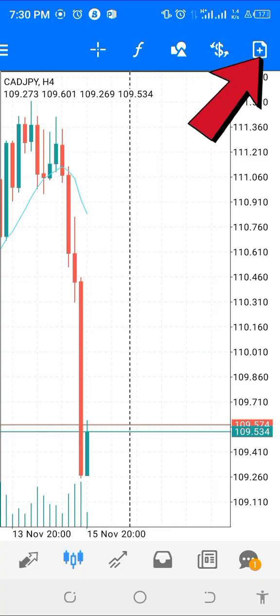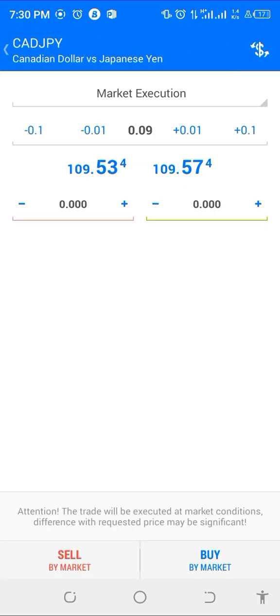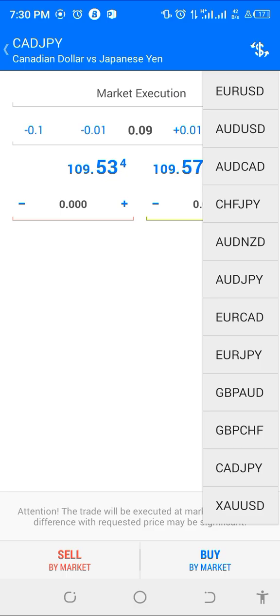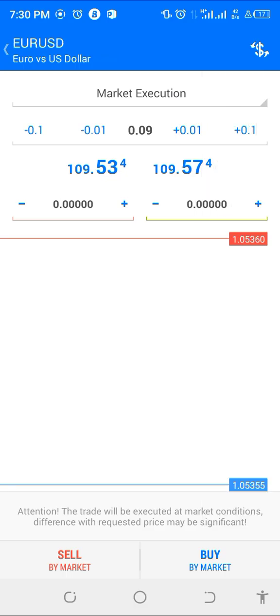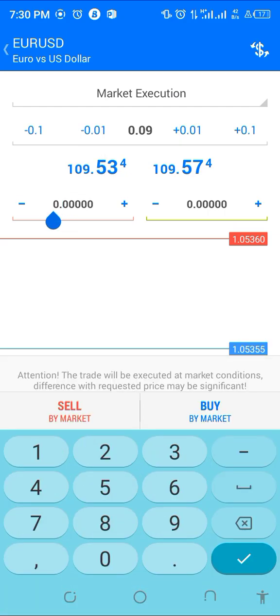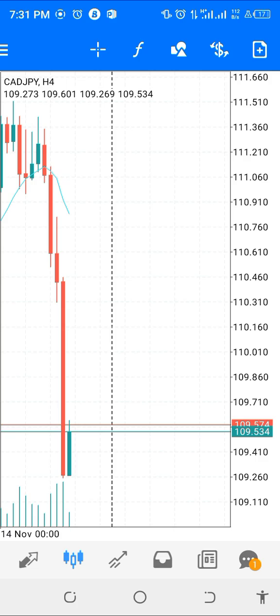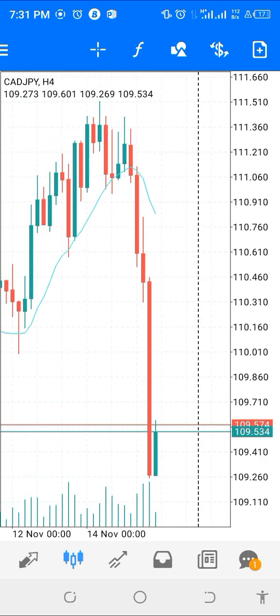Then this plus tool is to add a trade. When I click on it, I'm given the option to sell or to buy. So this one is CAD. From the platform, I can still change it to USD. So I can sell, I can buy. A particular place where you put your stop loss, and there where you put your take profit. Okay, that is that. So now let's talk about the next thing.